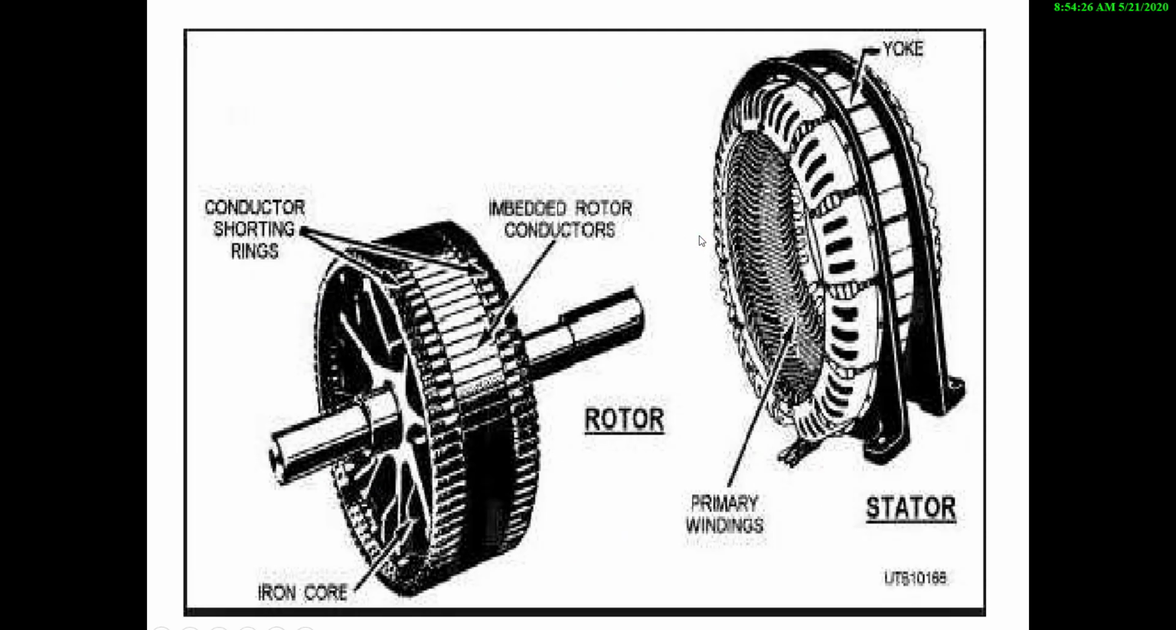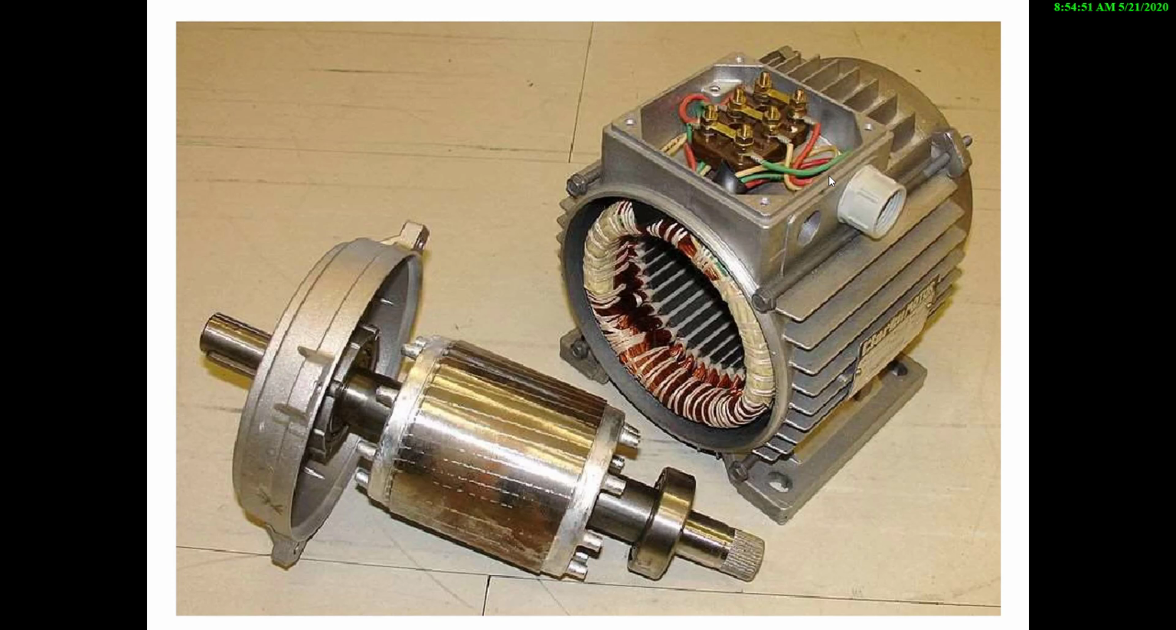The next one is a black and white picture of the stator and rotor. This is the stator and this is the rotor. In the rotor, conductors are available along with the conductor end rings, and inside there is an iron core. In the stator there is a primary winding, and the yoke is around the stator. The next is the color picture of the stator and rotor. This is the stator part, this is the rotor part.